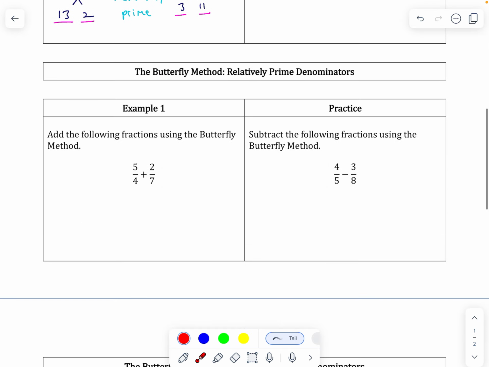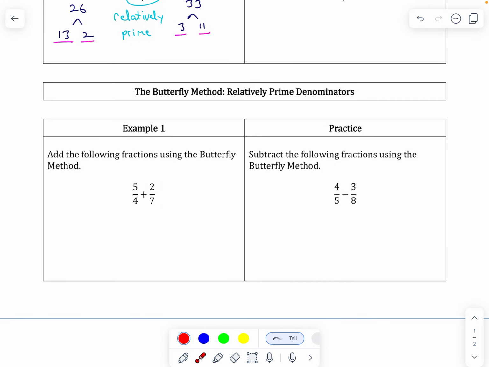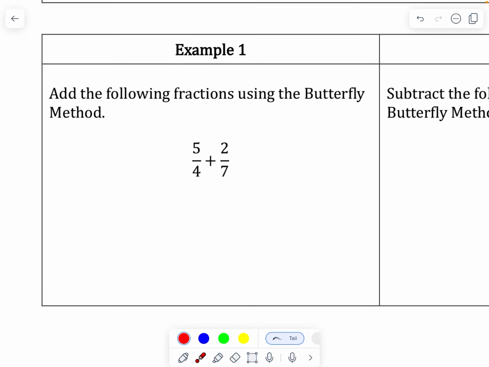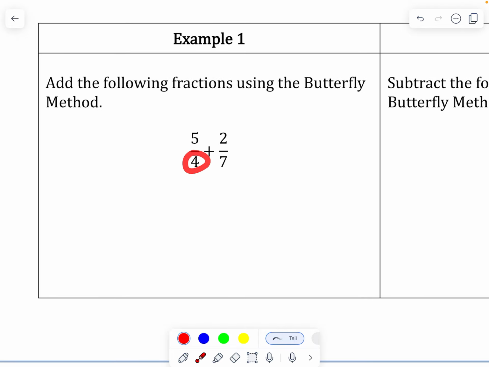All right, let's actually add and subtract some fractions. So first here, we're going to use the butterfly method, but we are going to be dealing with relatively prime denominators. Looking at example 1, 4 and 7 are relatively prime.